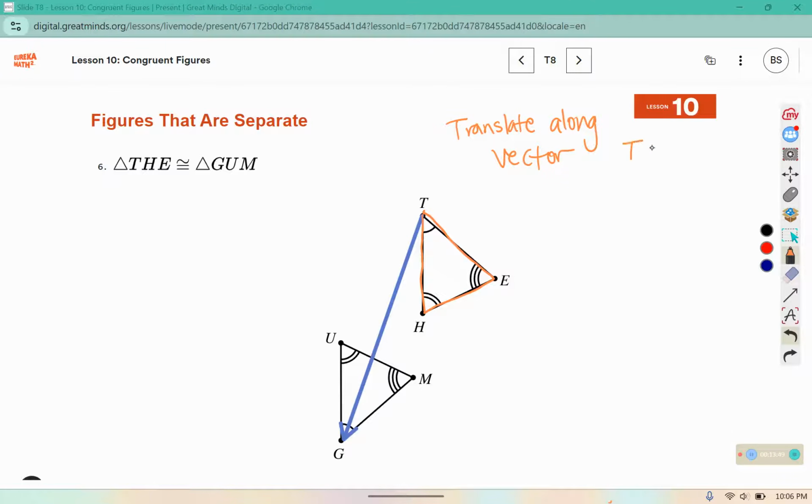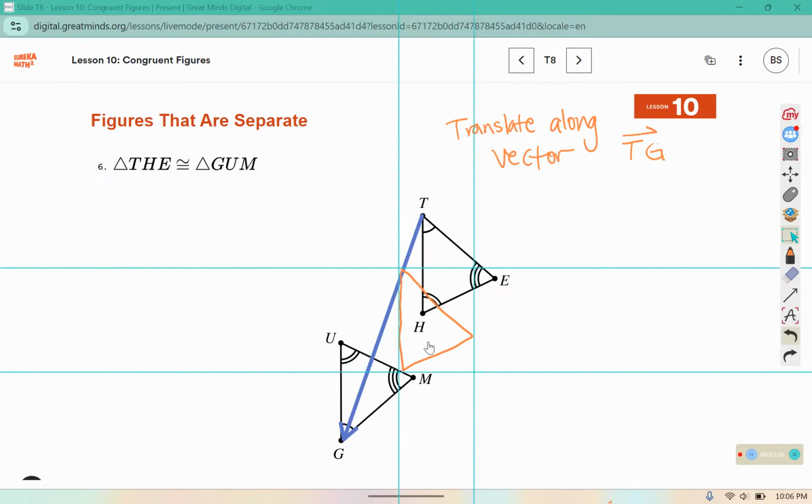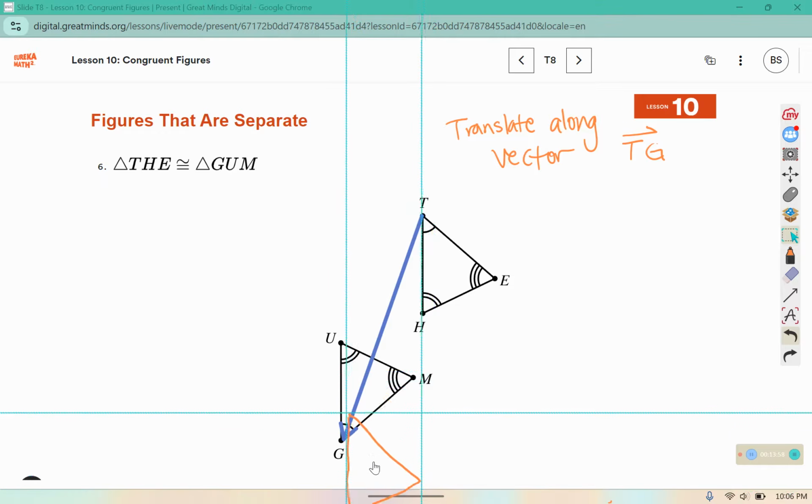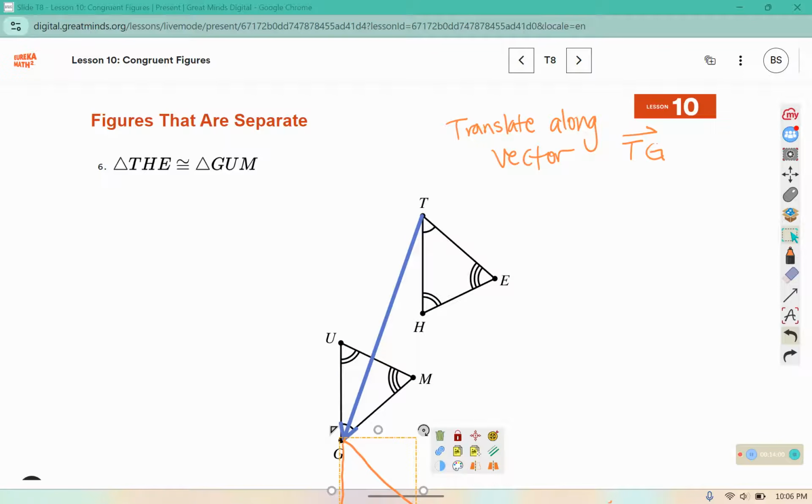We started at T and ended at G. Use that little half arrow. So this is sliding down along the vector until T and G match up. Then I can rotate. So then I can rotate around point G.